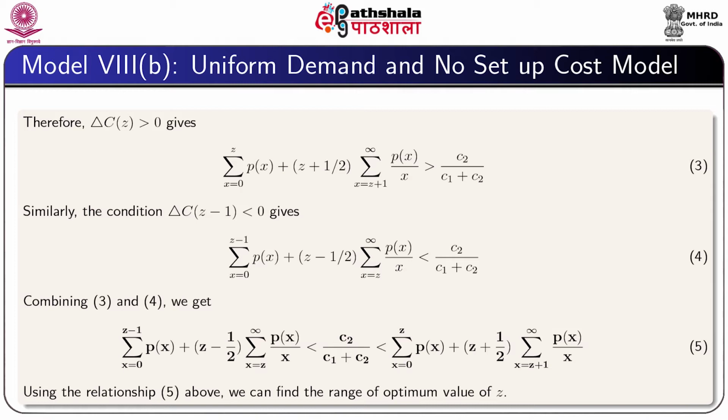Now, combining the results given in 3 and 4, we get sigma x equal to 0 to z minus 1 p(x) plus (z minus half) into sigma x equal to z to infinity p(x) by x is less than C2 by (C1 plus C2), which is less than sigma x equal to 0 to z p(x) plus (z plus half) whole into sigma x equal to z plus 1 to infinity p(x) by x. Using the relationship 5, we can find the range of optimal value of z.